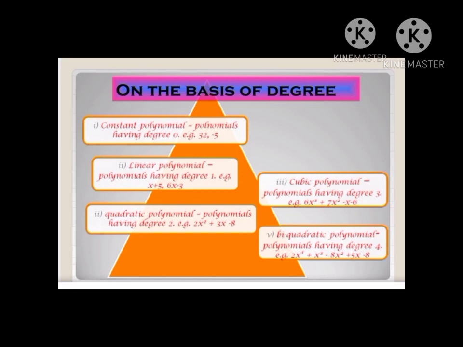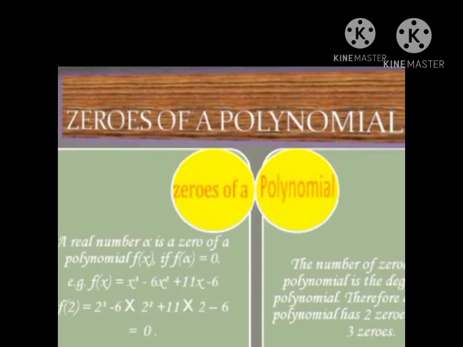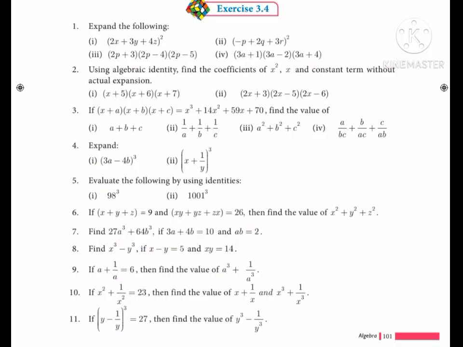Also, based on the degree, the polynomial can be classified into three types, that is linear polynomial, quadratic polynomial and cubic polynomial. Also, in the last session, we have studied about zeros of polynomial. In this session, we are going to learn exercise 3.4. Exercise 3.4 is given on page number 101 in your book.